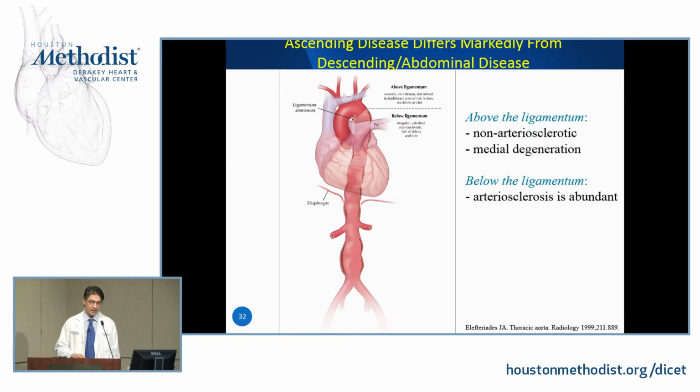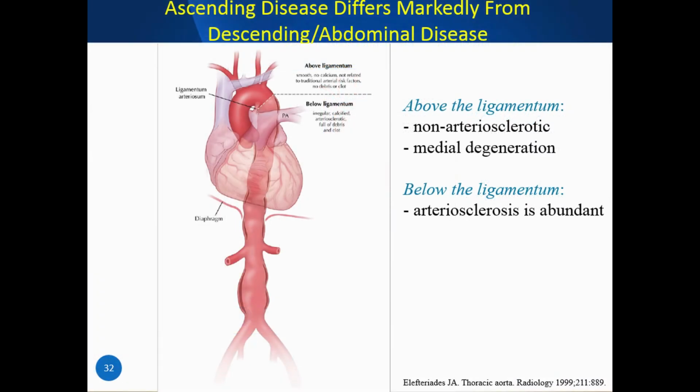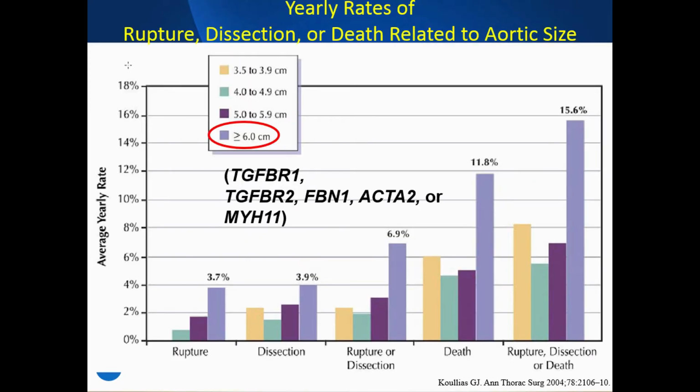What's interesting about aneurysms is that the disease in the ascending aorta is often very different from the disease in the descending. The disease in the ascending aorta and arch is often non-arteriosclerotic. It's often the familial genetic type, often due to medial degeneration. Whereas disease in the descending thoracic aorta, and of course extending into the abdominal aorta, is related to atherosclerosis. So two very different pathologies, which is very interesting.